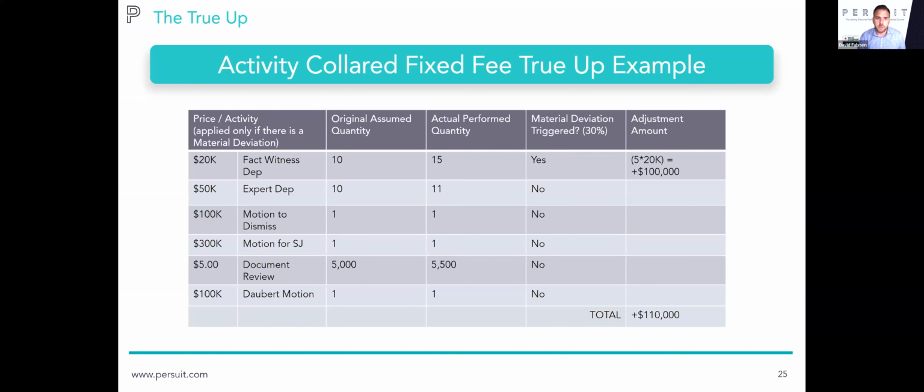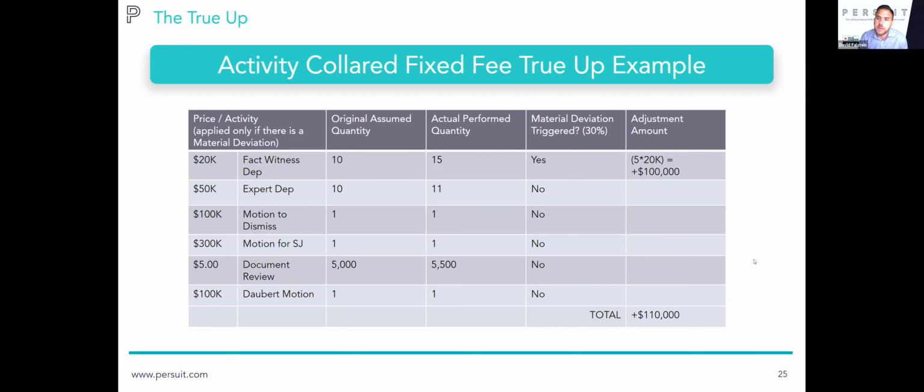One thing to note here also, if you're assuming just one motion for summary judgment, and there's 0, obviously that's a 100% change. So that does trigger the deviation as well. So when you assume 1, any change upward or downward is going to trigger the material deviation clause. You can see with expert depos, just one more expert depo, not enough to trigger the change. So I think this is just a really simple and easy way to adjust that doesn't require a heavy look back at the number of hours.